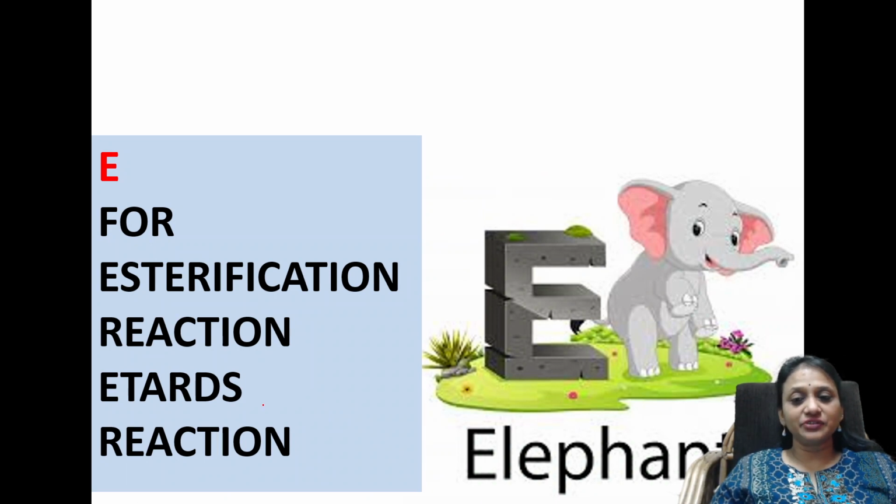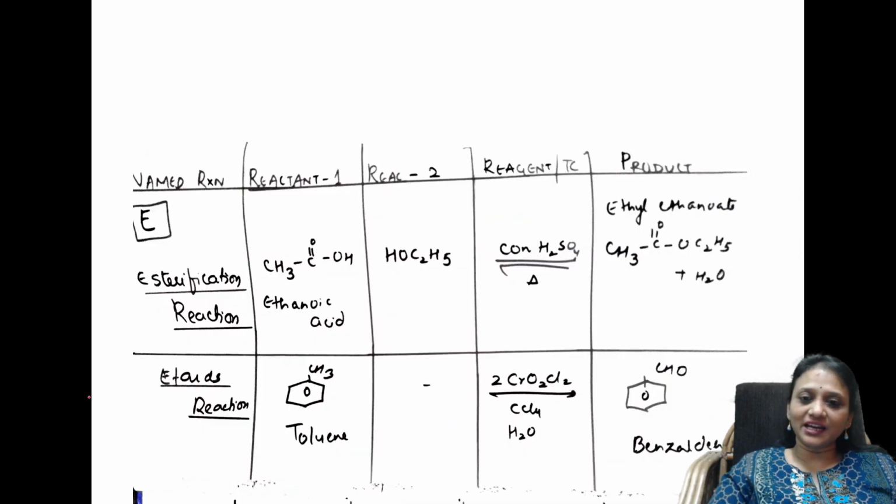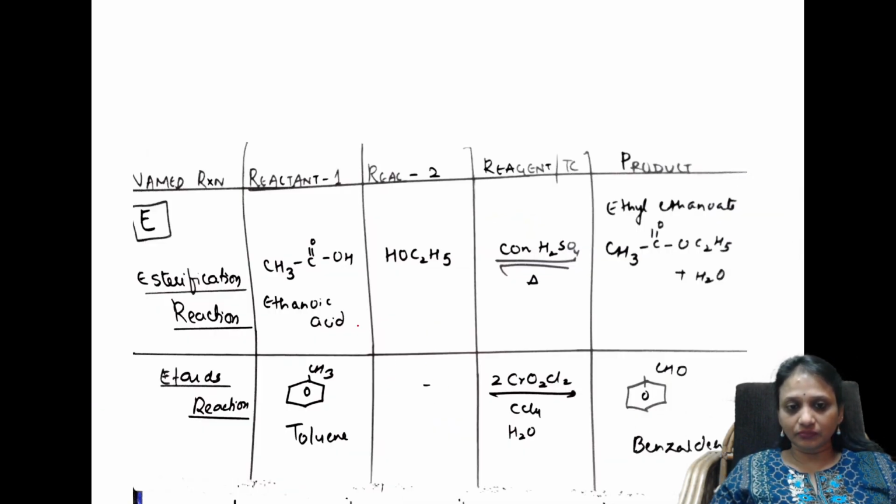Now E stands for esterification reaction, and we have studied in LKG, E stands for elephant. So two reactions are there: one is esterification, one is Etard's. Both the reactions I have mentioned here. For esterification, we very well know an acid reacts with an alcohol in the presence of concentrated sulfuric acid, which is reversible, and finally we get esters.